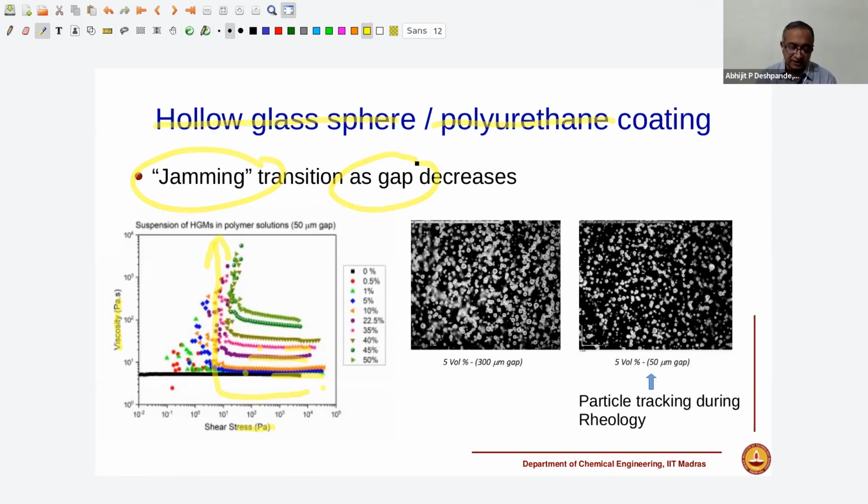This data is of course for 50 micron gaps, but if we test the material at high gaps, we don't see such jamming. So the jamming is influenced by gap, and it's influenced by the concentration also. So one of the things we try to do in these kinds of cases is also do particle tracking and actually look at what's happening to some of these individual particles and how they are moving.